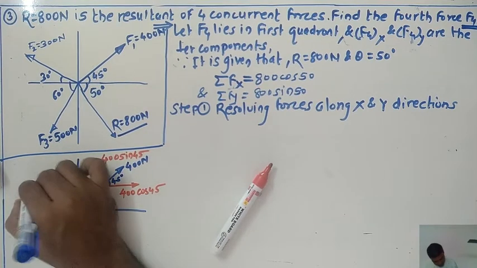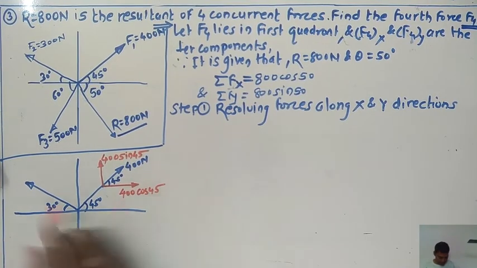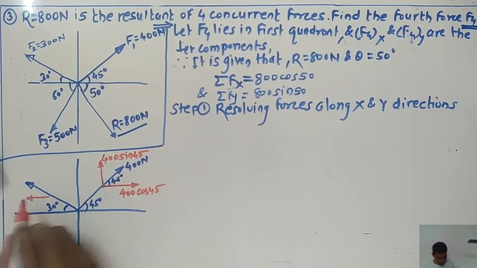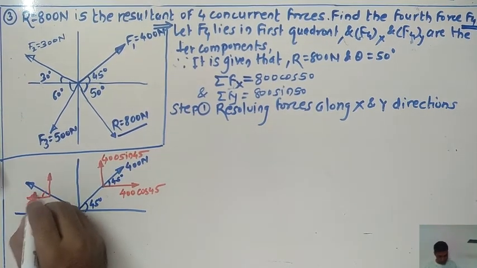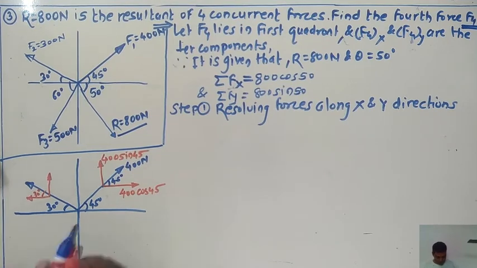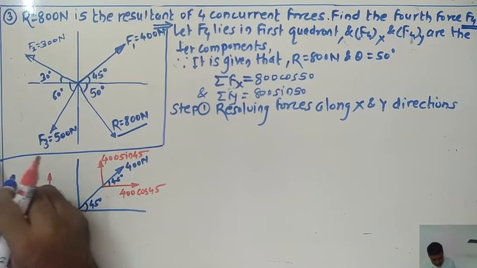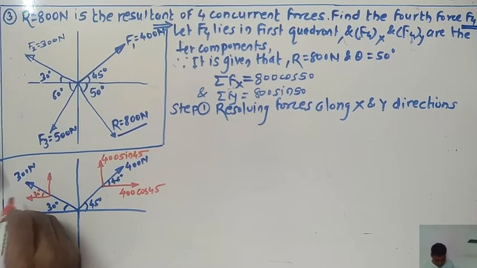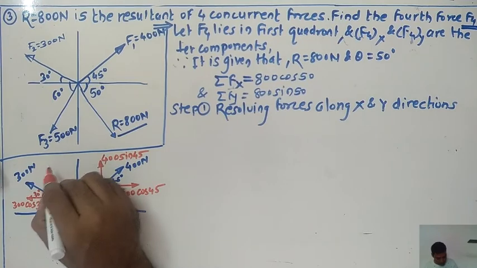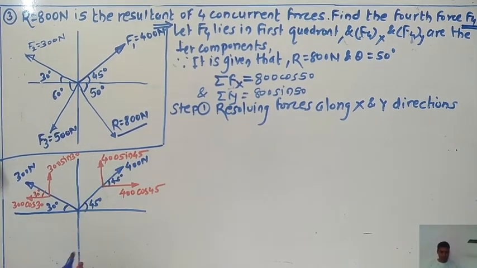So what about the next one? The next force makes an angle of 30 degree. Now resolve this force into its components, one along the horizontal direction, another along the vertical direction. This angle is given as 30 degree. So the magnitude of this one is 300 Newton. What about the horizontal component? This must be 300 cos of 30. And what about this one? 300 sine of 30. So move towards the next force.